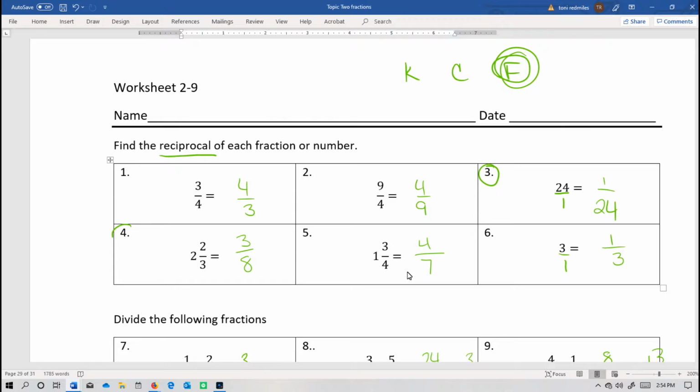Another thing I want to point out is 4 and 5. First, you got to make that an improper fraction. So this one would have been 6, 7, 8, 8 over 3. I showed you how to do improper fractions in another video, so I'm assuming by this point in the class you know it. 4, 5, 6, 7, so 7 over 4. And then you flip them. Okay, so you find the improper first, then you flip. So reciprocal just means flip the fraction.